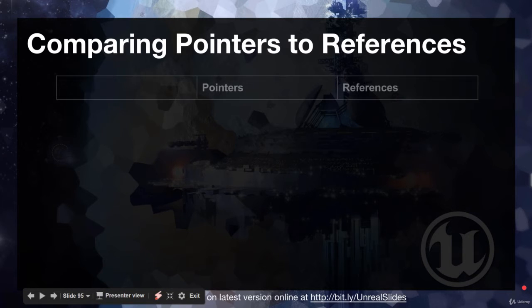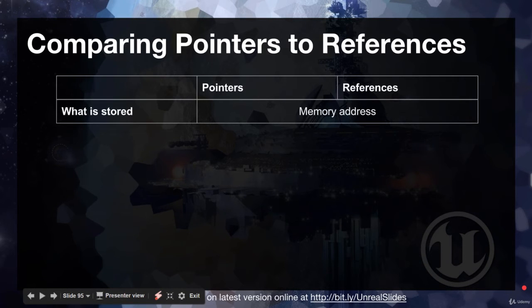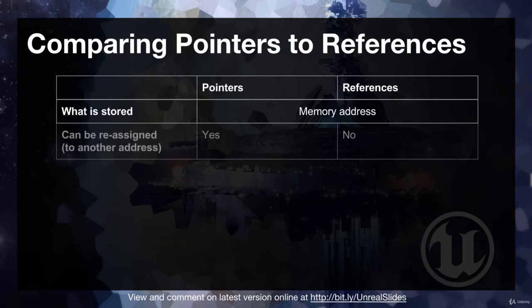What are they? Well, they are both a way of referencing an address in memory, a way of saying, I've got an object, it's in memory, but this is just a pointer to that object. So pointers, quite obviously, are that. References are a little bit more subtle. The main difference between pointers and references is whether you can change the address they are pointing at.